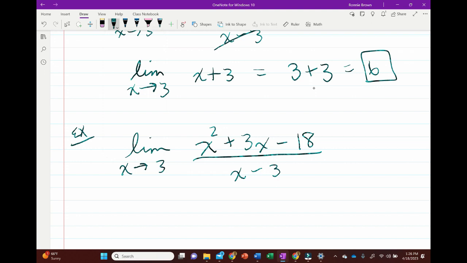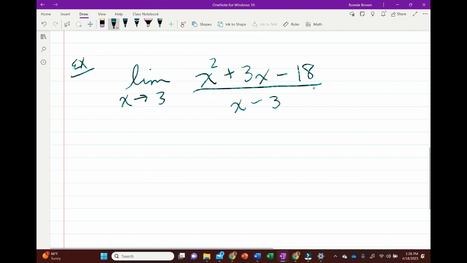So in this one, again, if you were to do direct substitution, in the denominator it looks like it's going to be 3 minus 3, which is 0. In the numerator, we'll have 3 squared, which is 9, plus 3 times 3, which is 9. That makes 18 minus 18. So again, we'll have that indeterminate form of 0 over 0. So what you would need to do is go ahead and factor that numerator.